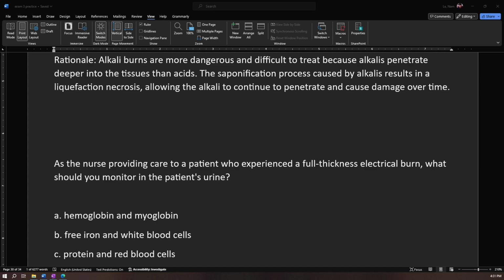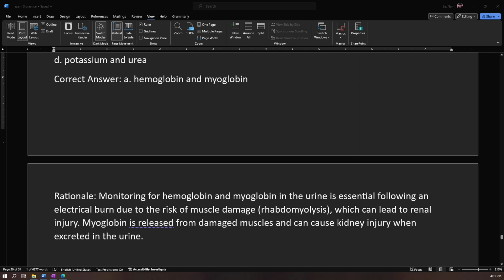A. Hemoglobin and myoglobin. B. Free iron and white blood cells. C. Protein and red blood cells. D. Potassium and urea. Correct answer. A. Hemoglobin and myoglobin.